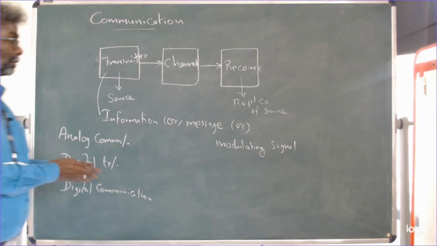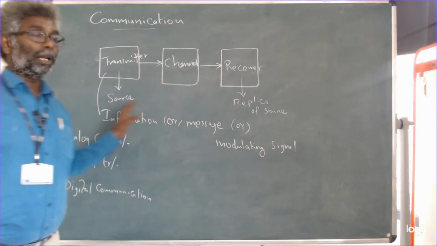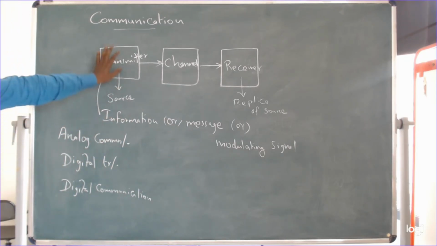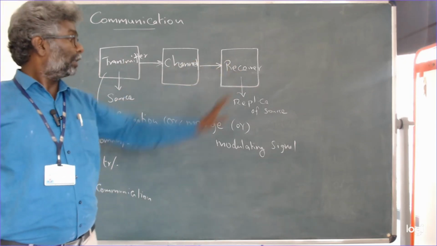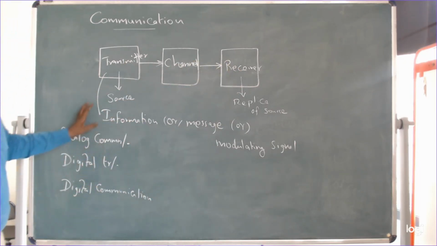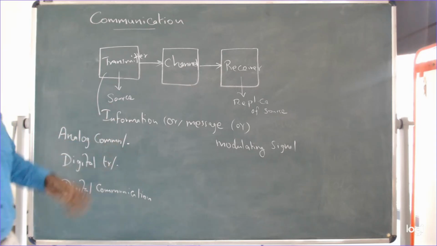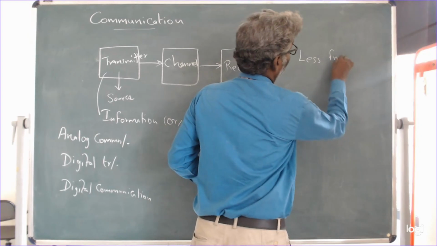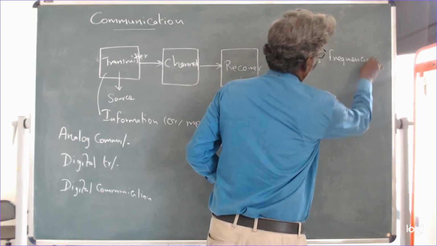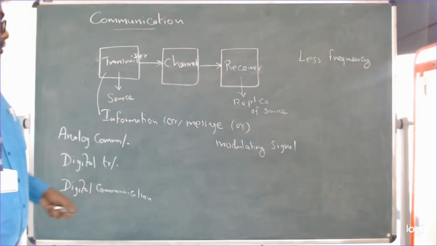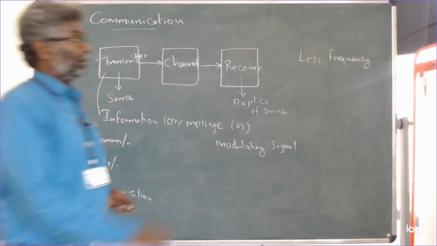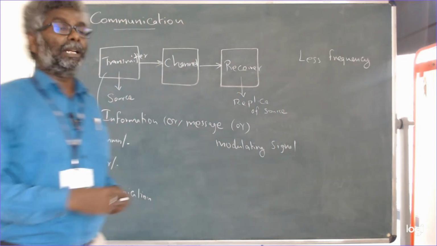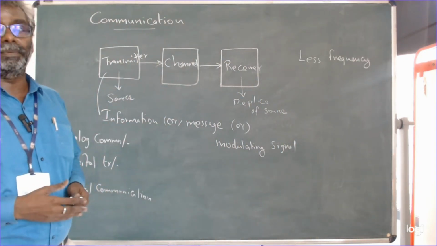So in all the cases, we have some information either in analog format or digital format. Our ultimate aim is to transmit the information from the source end to the destination. But here, the main problem is that the information is in a very low frequency range. If we try to transmit low frequency information, it is not able to reach the destination because we don't have enough time.